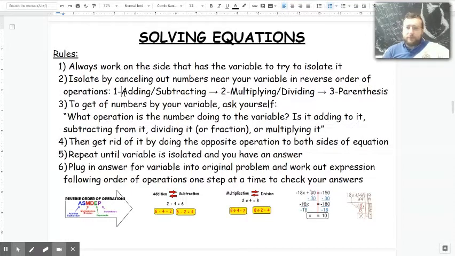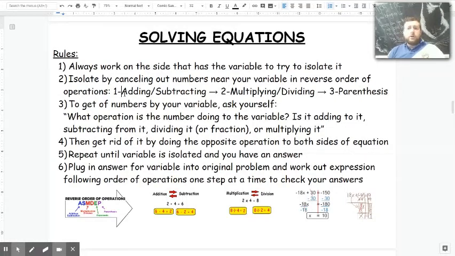The basic steps that you need to remember when you're trying to solve equations are that you need to make sure to isolate the variable. And so that's the whole goal. So make sure to work on the side that has the variable. There's no point in working on the side that doesn't. Sometimes the variable will be on the right side, and you want to make sure to still work on the side that has the variable.